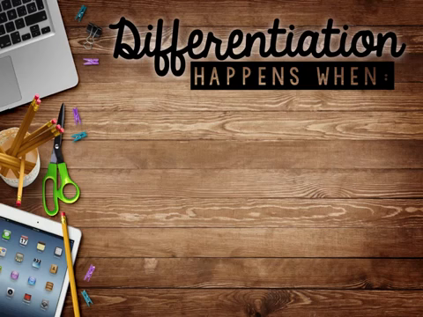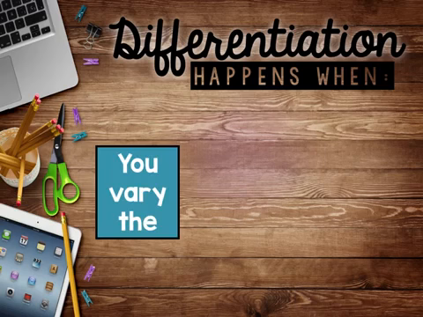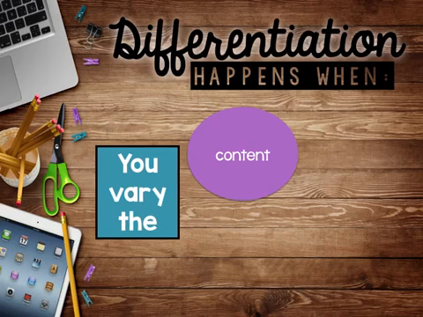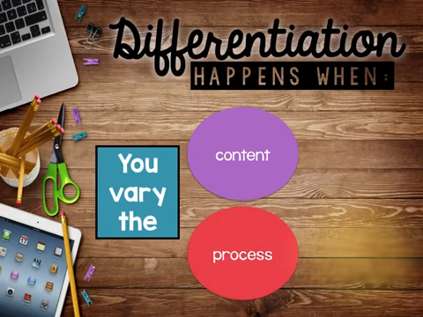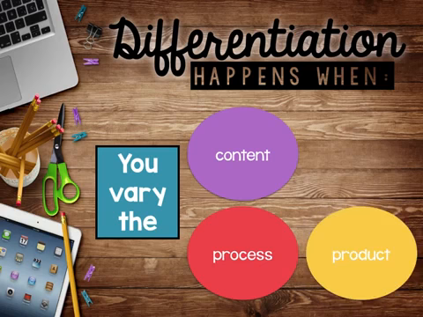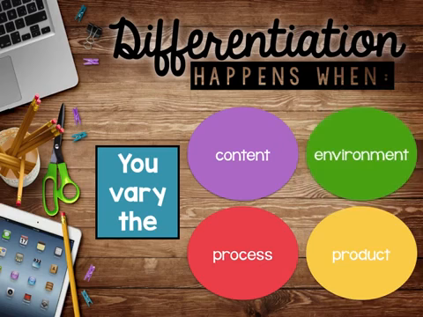There are four main components to differentiated instruction. Differentiation happens with teachers when they vary the content of their instruction, the process that students take, the products that are created, and finally, the classroom environment.